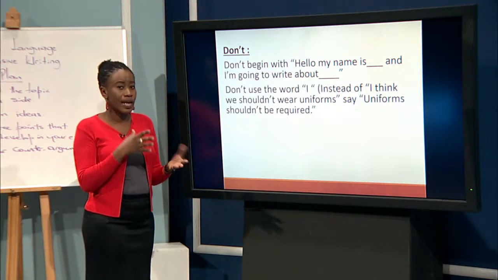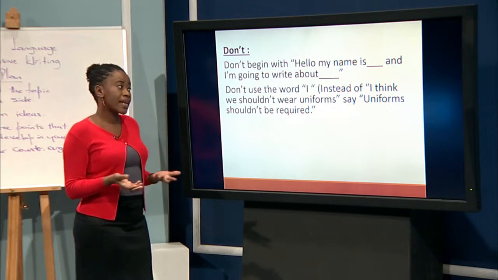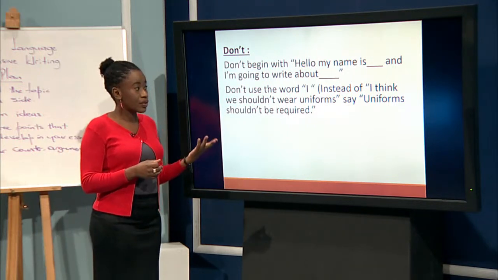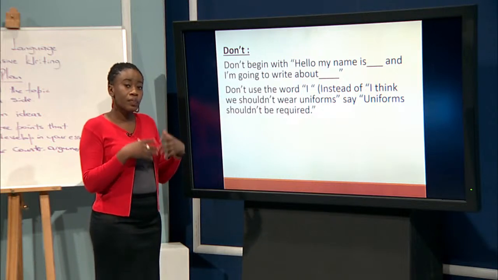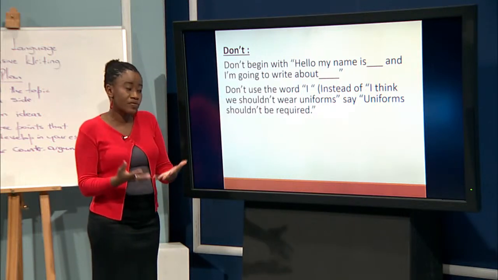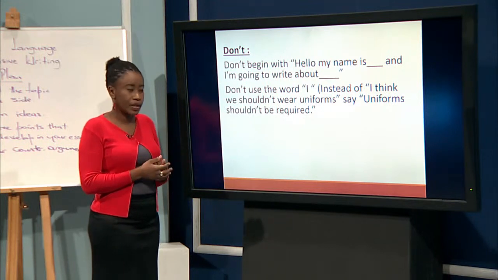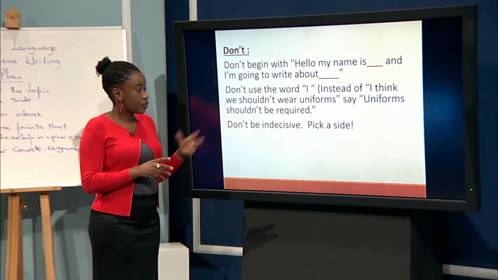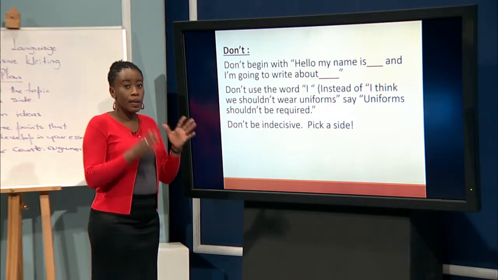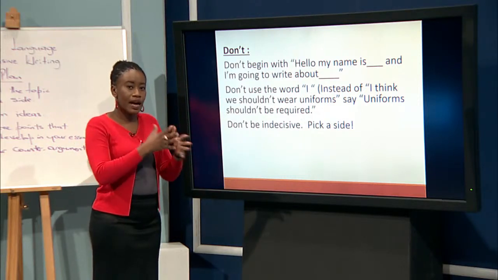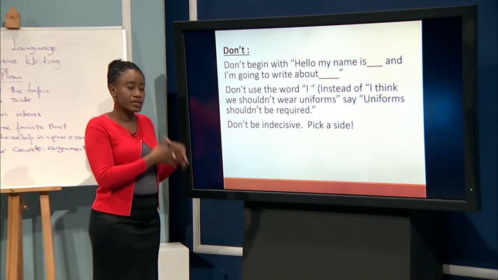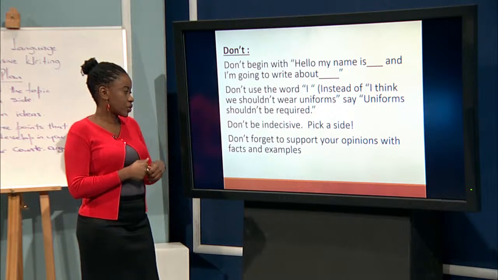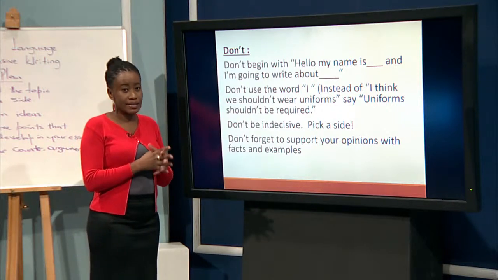Don't use the word I. Try not to use the word I in your essay. I know sometimes people are tempted to do so, but what you can do is to substitute that I with individuals, persons, it is the belief that. Try not to use I in your essay. Don't be indecisive. We had spoken about that already. Pick a side. You must be arguing from an angle, so pick a side.